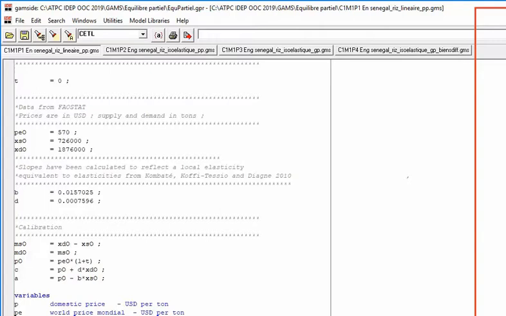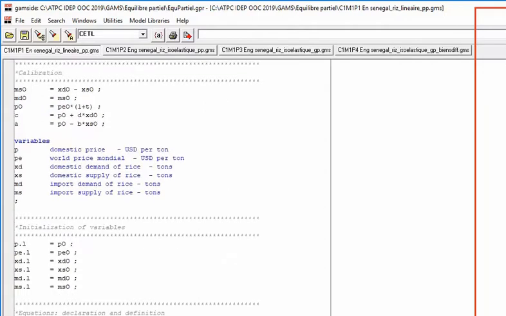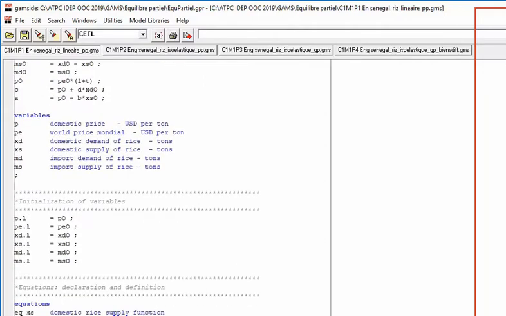Of course, you have to give initial values to the variables. It means that just after declaring the 6 variables with a comment, you've got to initialize the variables. For example, the first instruction means p.l, the current value of the variable p, is equal to p0, which is a parameter that I gave a value just before. And you have to give a value to each of the 6 variables of the model.